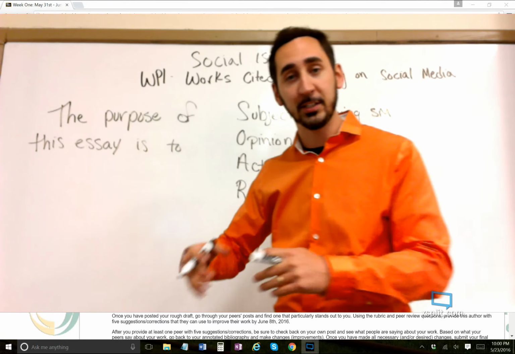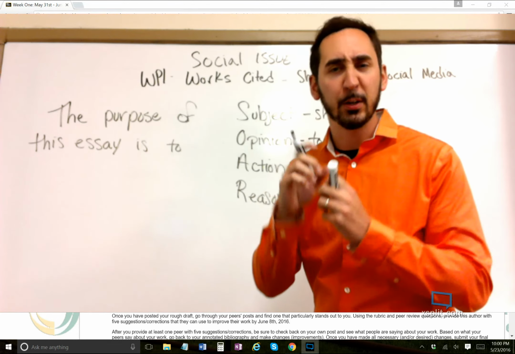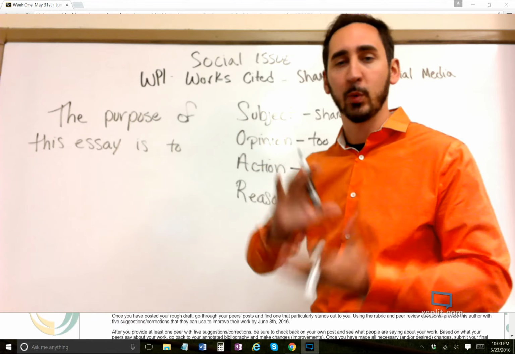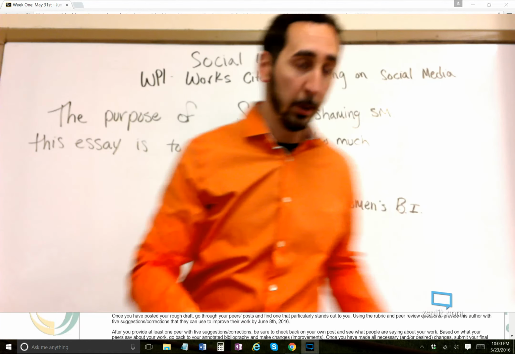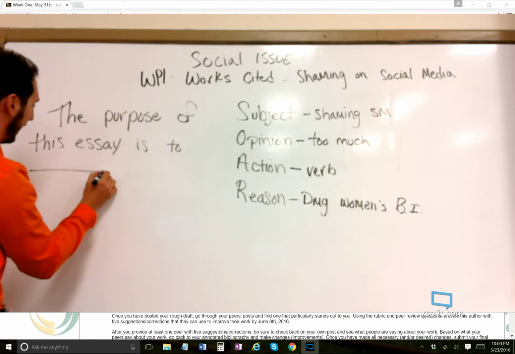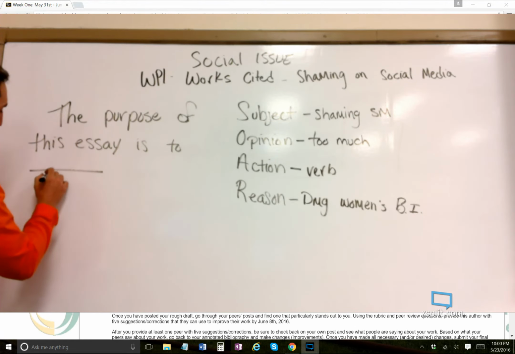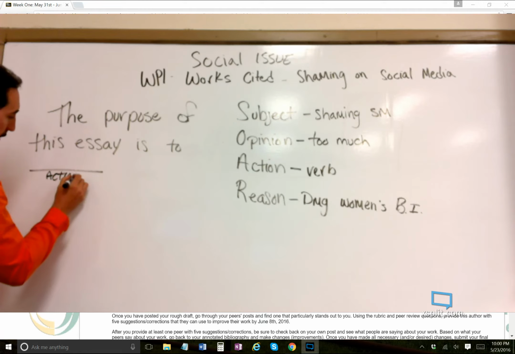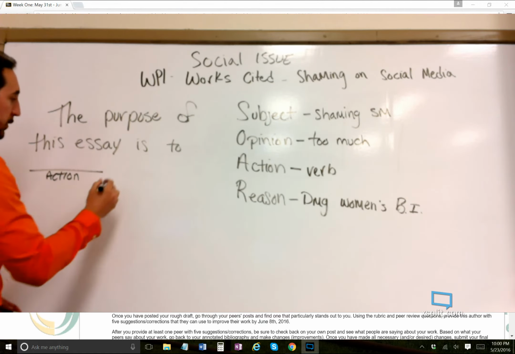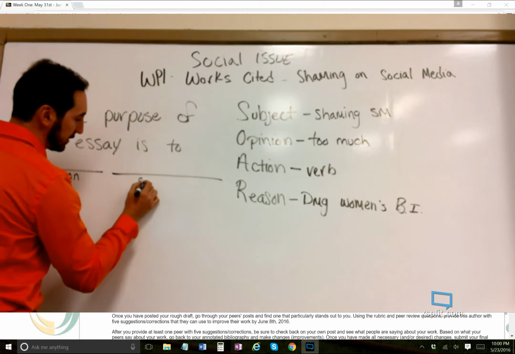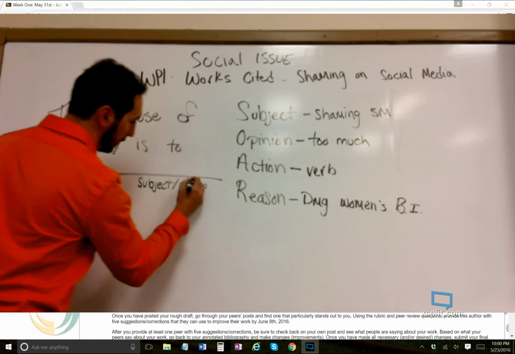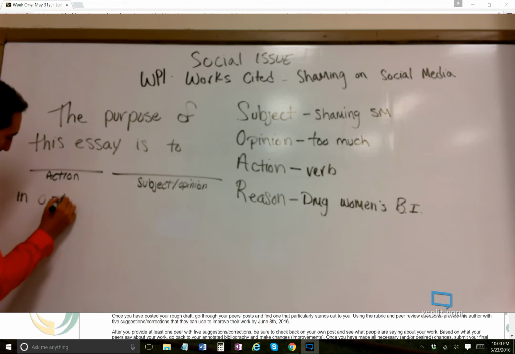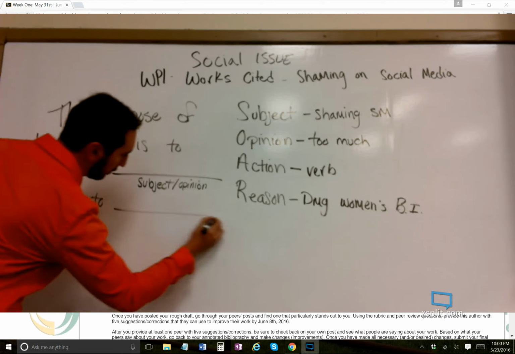So let's pretend you're taking some motivation to write this paper on your own, and you have a passion for whatever it is you're writing. In this case, shaming on social media. The purpose of this essay, tell me what the purpose is. Use these guys, you've got them. The purpose of this essay is to blank. This is where your action word is going to go. We don't have one yet, but that's where it goes. Is going to blank, blank. The second blank is going to be your subject and opinion, in order to blank. And that's your reason.